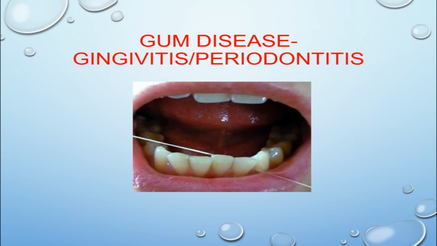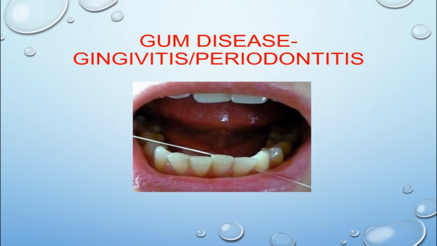Gingivitis is the inflammation of the gums. Periodontitis is when there's a breakdown in the bone. I always tell my patients the gums are like the foundation of a building, and you need to take very good care of them. Losing your teeth is like bereavement.